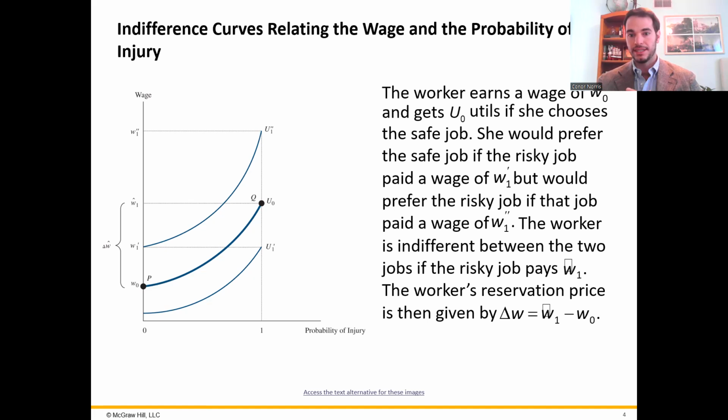Both of my parents are in their late 60s, and they both recently retired. But even if they were still working, neither of them would work a job with any risk of injury right now, no matter how much they paid at this point in their lives. Their indifference curves would look very different from a 20-year-old guy that feels invincible because they have very different levels of risk tolerance.